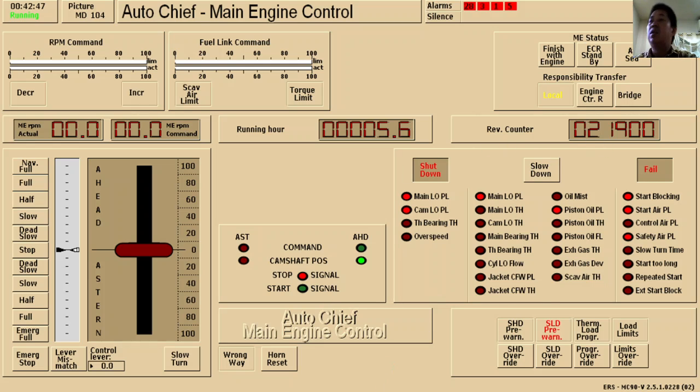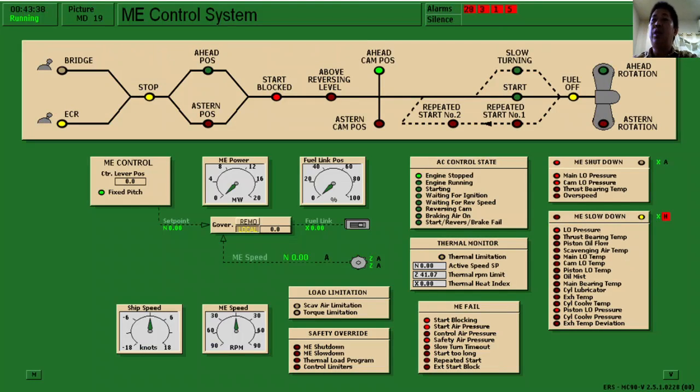So that is the condition now. So this is the automation system. As I discussed earlier, we have the start block. You have here the bridge and the engine control room. So this is an engine throttle. As you can see here, you have the start block. So why do you have the start block?